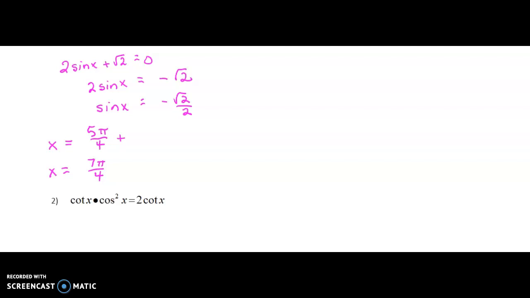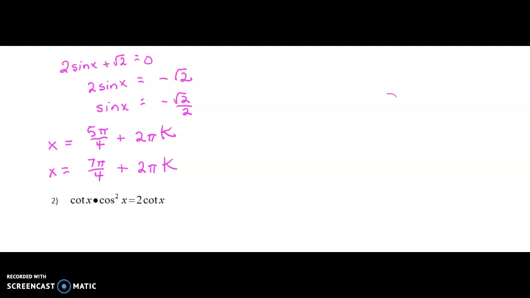So we're going to add 2 pi, and we're going to put a k after it. That means k is like 1 revolution, 2 revolutions, 3 revolutions, 4 revolutions. So 2 pi is 1 revolution. If k is 1, you're getting the next 5 pi over 4. If k is 2, you're getting the next one after that, and so on. So long story short, when it says find all possible solutions, you're going to add 2 pi k at the end.